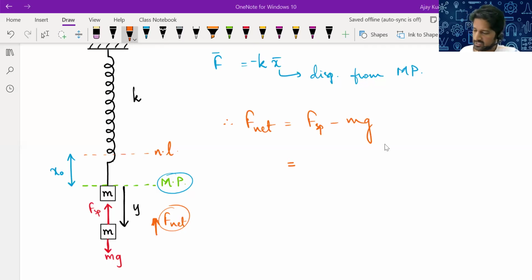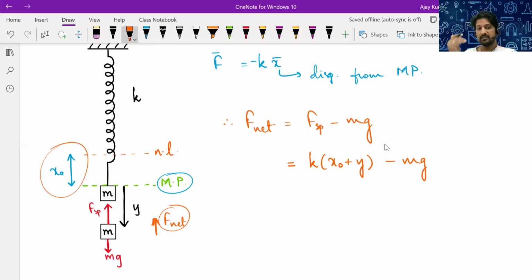So in this case, the expression for spring force will be K multiplied with, see, at mean position, it was already stretched by x naught. There is a further stretch of y. So the total force exerted by the spring will be K into x naught plus y, minus mg. This is the net force acting on the block. y is the displacement from mean position. x naught plus y is the total amount by which the spring is stretched. Spring force depends on that. So the net force becomes kx naught plus ky minus mg.